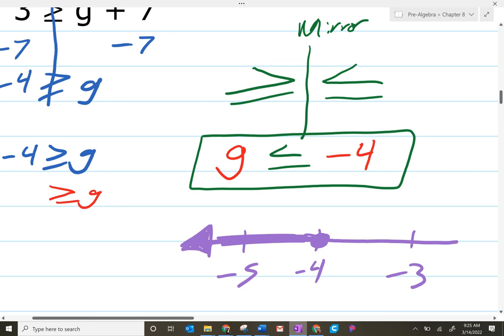Again, I got my arrow. It points this way, so I'm going to put it this way. My variable, when you write it, the variable has to be on the left, then the inequality, then the number. That order is so important. How you feeling on that?